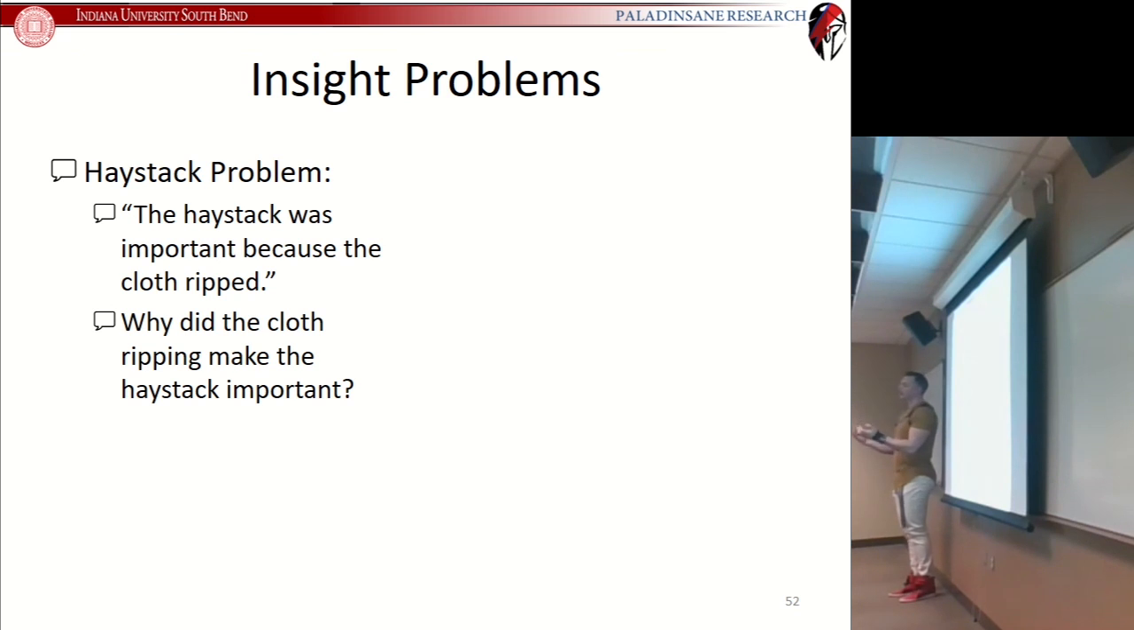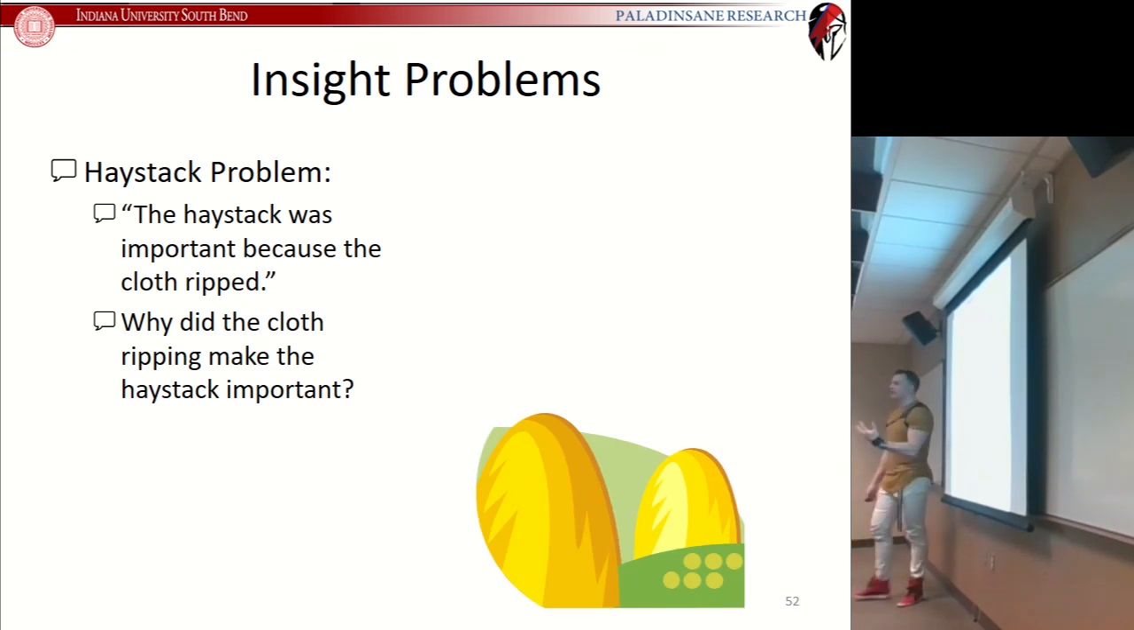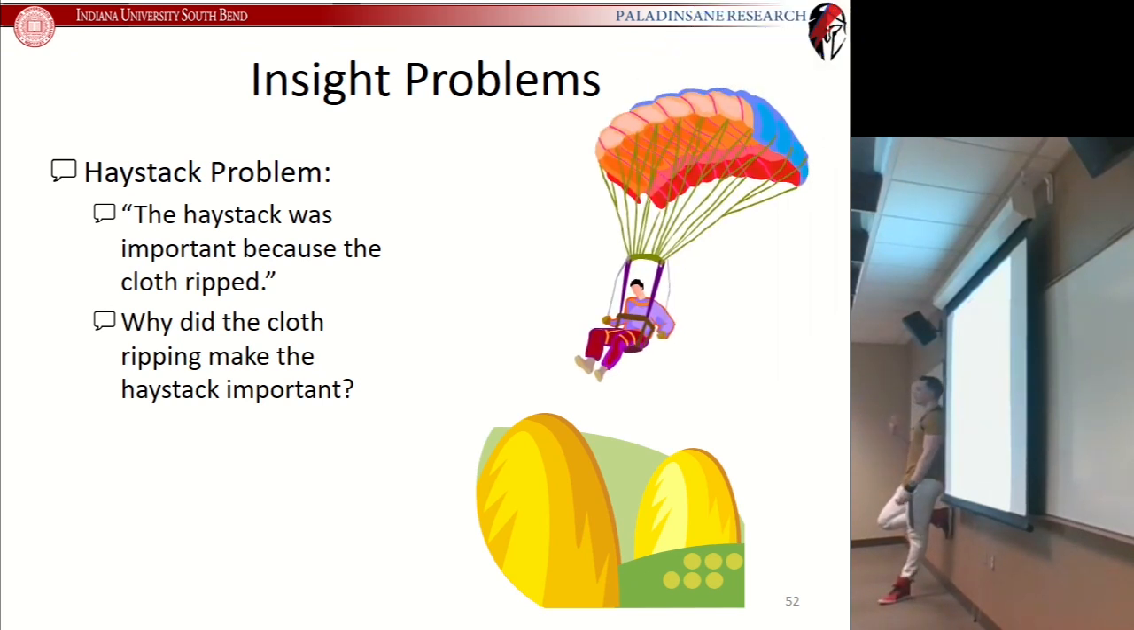All of those are incorrect, though, because the solution about why the haystack became important lies in the nature of the cloth. It was a parachute. The cloth was a parachute, and once that cloth ripped, all of a sudden that haystack became massively important because the skydiver had to land in the hay in order to save their life.